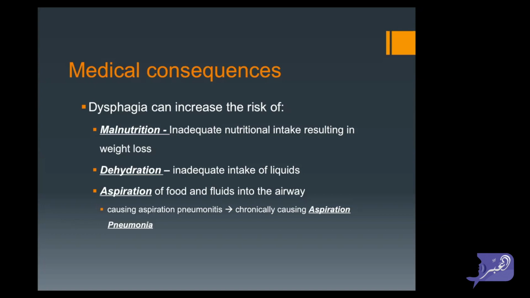Dehydration, of course, because a lot of these patients will have poor oral intake of liquids, and it's inadequate. You know, they drink, they'll start choking and coughing, so they don't drink enough, they avoid drinking. And then aspiration of any kind of food or fluid into the airway will lead to something called aspiration pneumonia. So aspiration is when the food or the fluid that is being ingested goes into the airway, into the trachea and the lungs, rather than down the esophagus. So it's basically going down the wrong way.